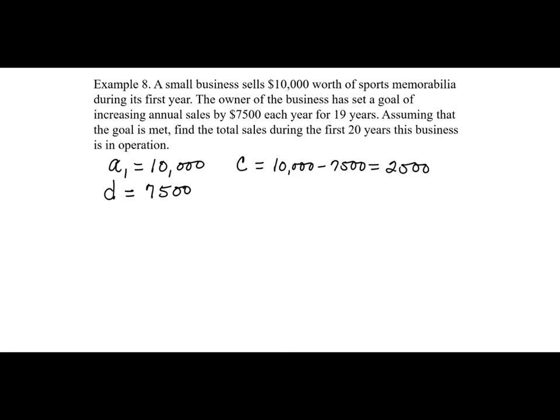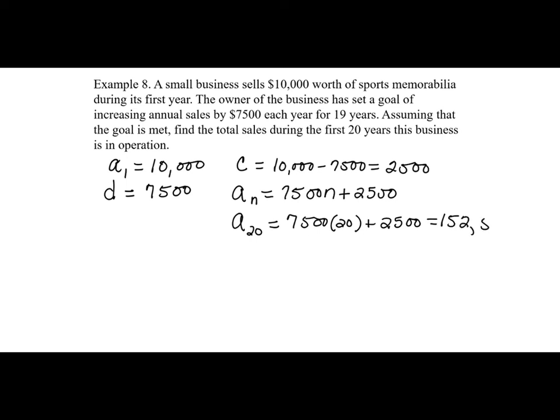And we can use this to find our equation: a sub n is equal to our common difference, 7,500n plus 2,500. Now with this information, I can find the last term of the sequence, which is the 20th year of operation. So I'm going to say a sub 20 is equal to 7,500 times 20 plus 2,500. And that winds up being 152,500. I'm now going to use that for my sum formula.